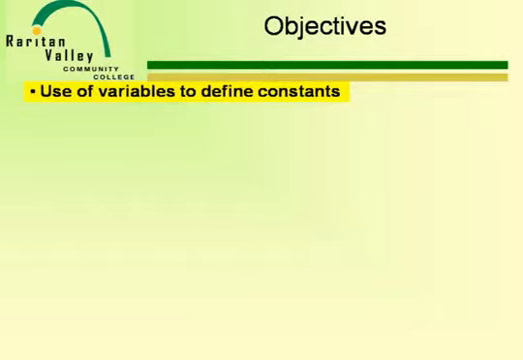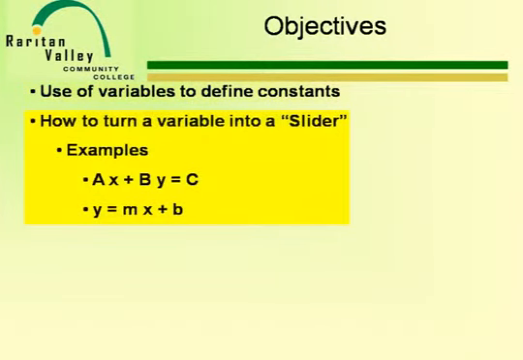This is session 4 on GeoGebra and this is module 6 and we're going to talk about sliders. In this module we're going to use variables to define constants. We're going to learn how to turn a variable into a slider. We're going to look at some examples, particularly the general form of a linear equation, ax plus by equals c, and the slope-intercept form of a linear equation, y equals mx plus b.